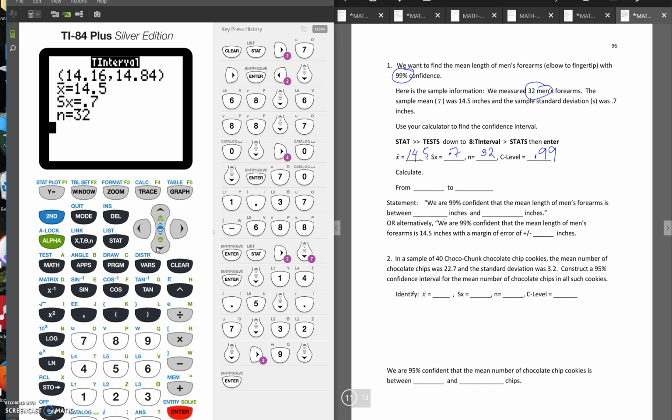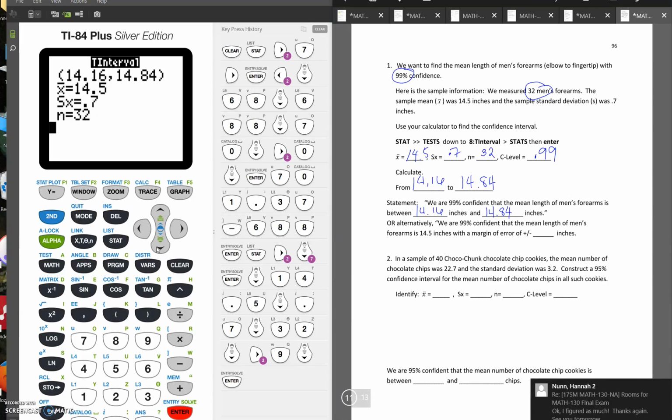So here we would see that our confidence level is from 14.16 to 14.84. So we can say we are 99% confident that the mean length of men's forearms is between 14.16 inches and 14.84 inches. Or alternatively, we are 99% confident that the mean length of men's forearms is 14.5 inches.